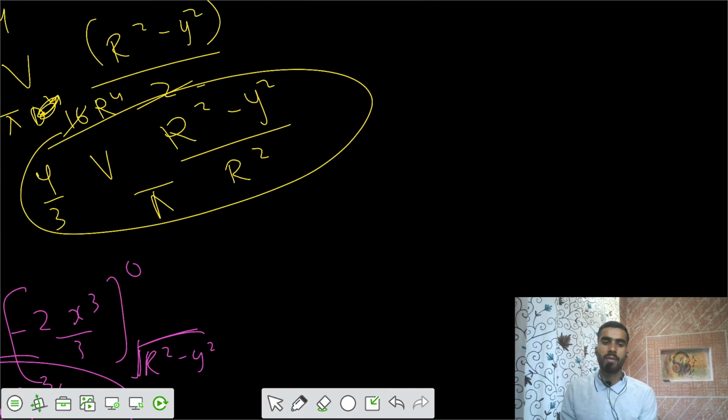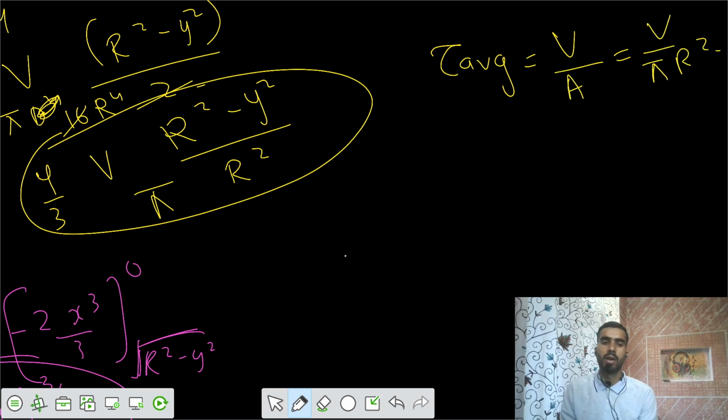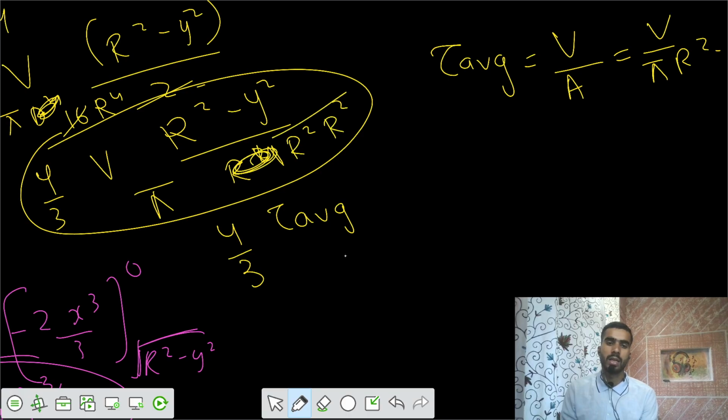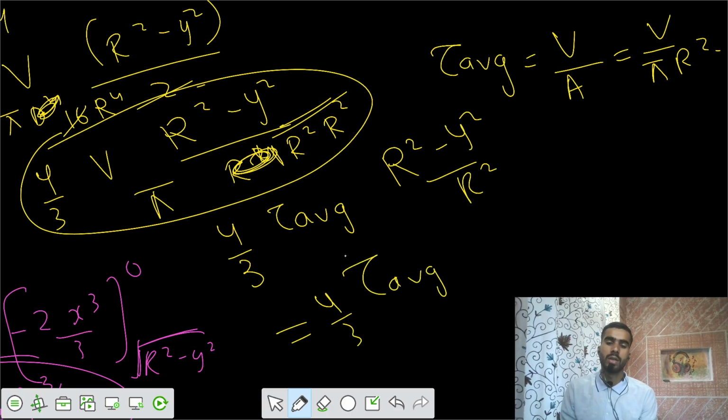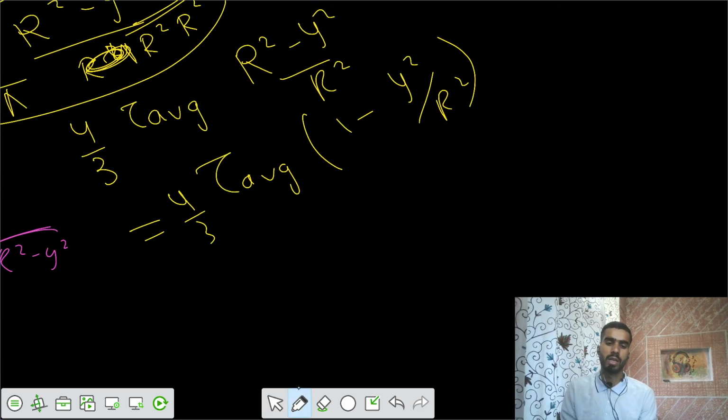Now if you want to take it in terms of average, I would say your shear stress average equals V by area, V by pi r square. So if you write in terms of the average shear stress, let's write it in terms of r square into r square. So I got tau average, then we have (r square minus y square) by r square. So that means 4 by 3 tau average (1 minus y square by r square). So this is your final expression.